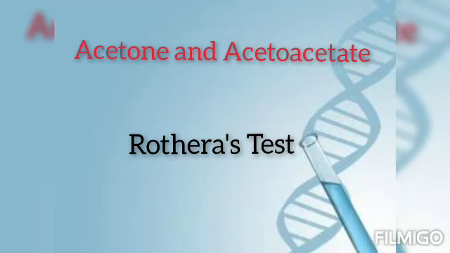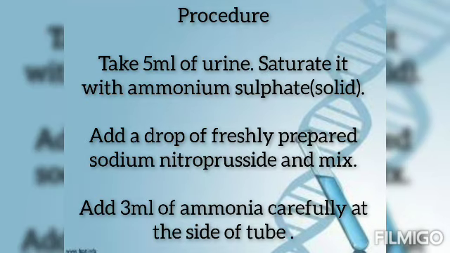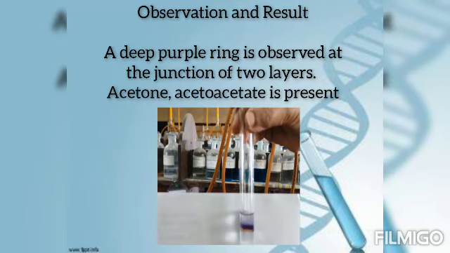Then the second test is for acetone and acetoacetate, that is Rothera's test. Procedure: take 5 ml of urine, then saturate it with ammonium sulfate, add a drop of freshly prepared sodium nitroprusside and mix. Add 3 ml of ammonia carefully at the side of the tube. Observation and result: a deep purple ring is observed at the junction of two layers. That means the presence of acetone and acetoacetate in the urine sample. A deep purple ring is observed.